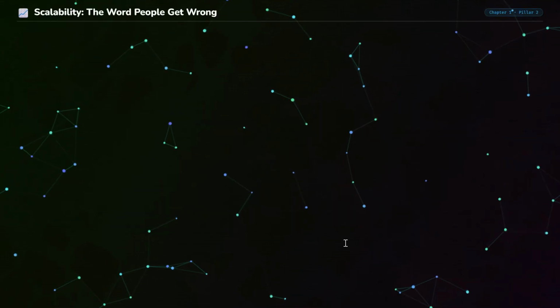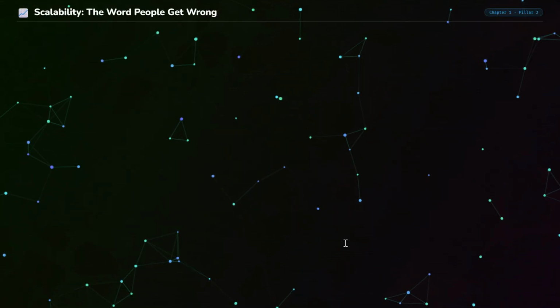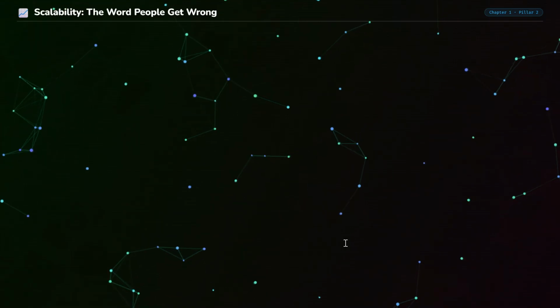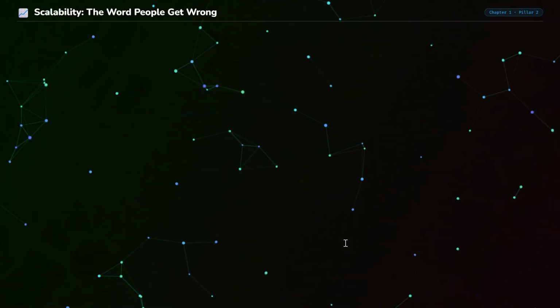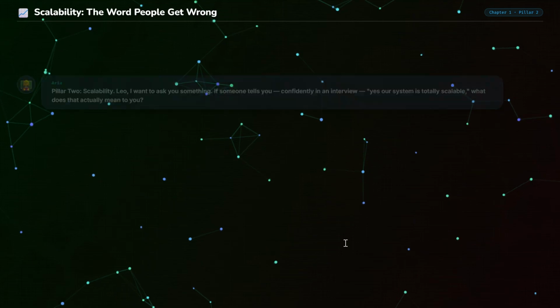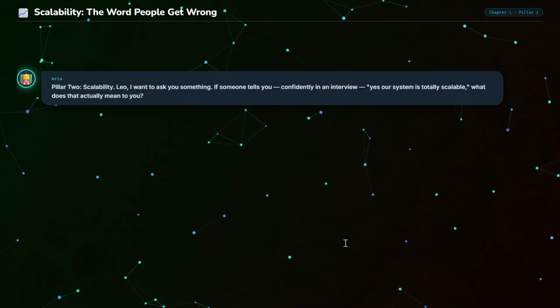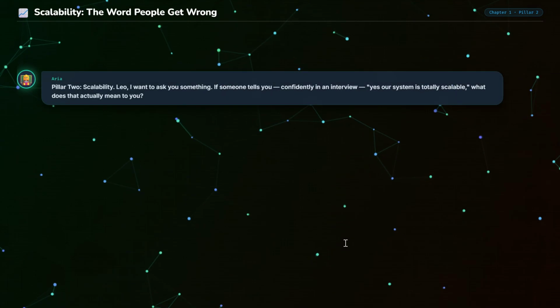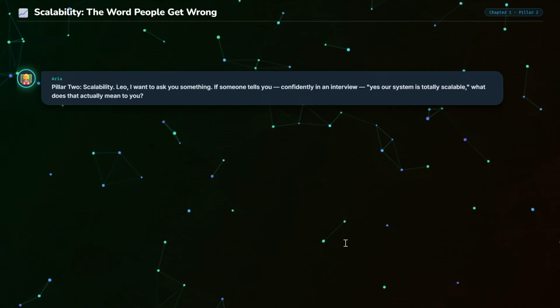Pillar 2. Scalability. And the first thing we need to do is throw away your current definition of the word. Pillar 2. Scalability. Leo, I want to try something.